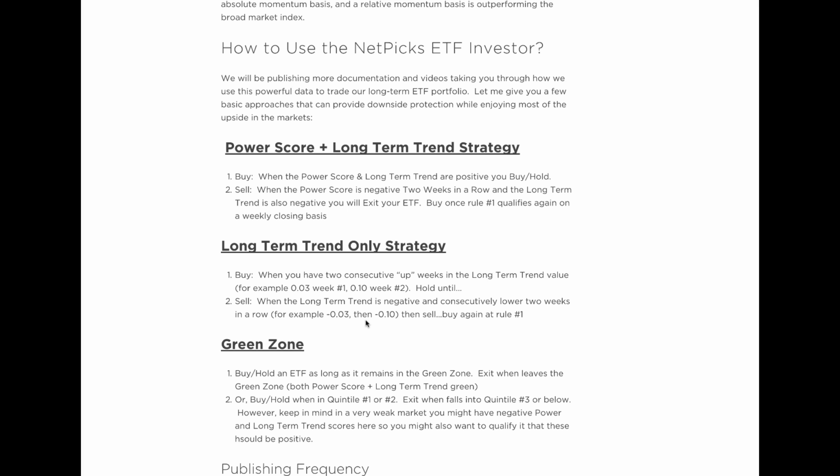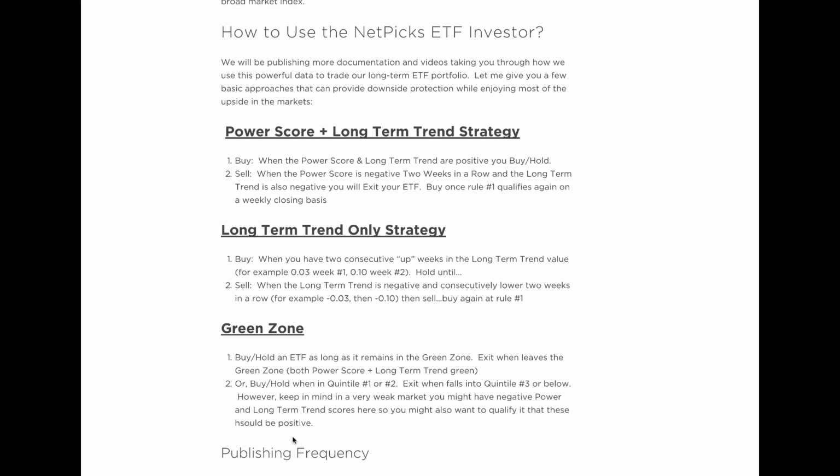It's shocking. So down here, how to use the NetPicks ETF Investor, there's kind of like 3 basic ways that you can use this, because again, there's tons of research and all kinds of great information at your fingertips, but I like to systemize things too, right? Because you got to be able to act upon it. So I've really broken it down 3 different ways you can turn this into buy, hold, and sell signals for yourself.